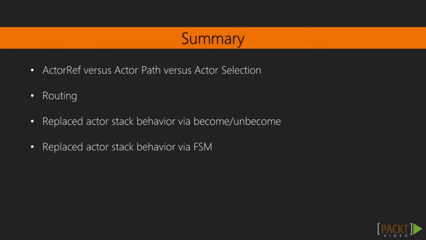At the end of section 3, we discussed the actor reference, actor path, and actor selection. We implemented the actor router and explored the different strategies for the router on Akka. Finally, we discussed how to replace actor behavior via become, unbecome, and FSM.